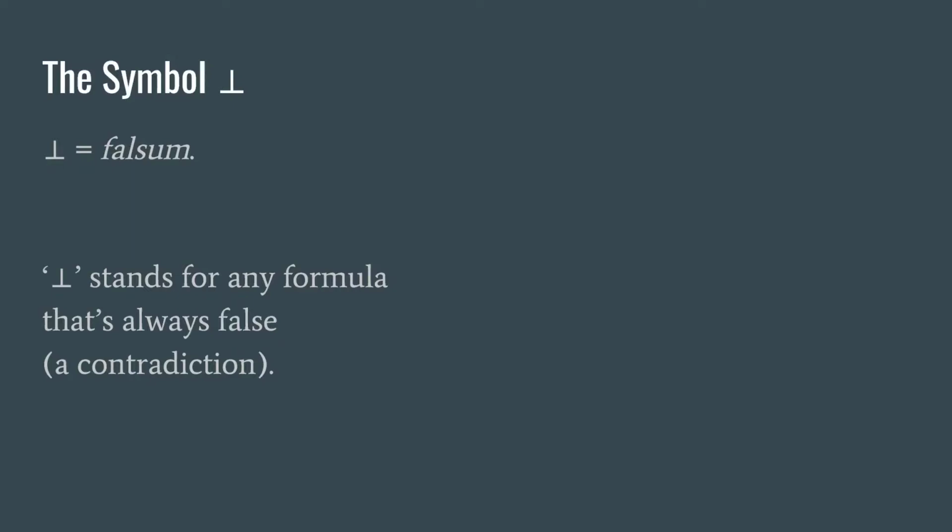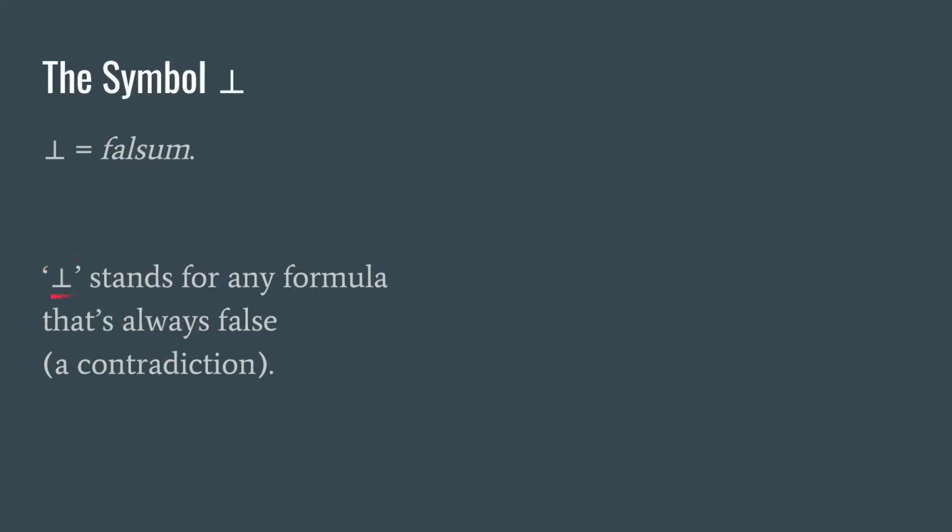That is to say, if we assume phi and then derive a contradiction, then we can write not phi. Now remember, contradictions are formulas that are never true, no matter what. So we need to introduce a new symbol to stand for a contradiction, and that's just what's on the screen right now. We have this little upside down T. Technically it's called falsum. And this symbol just stands for any formula that's always false. That is to say, any contradiction.